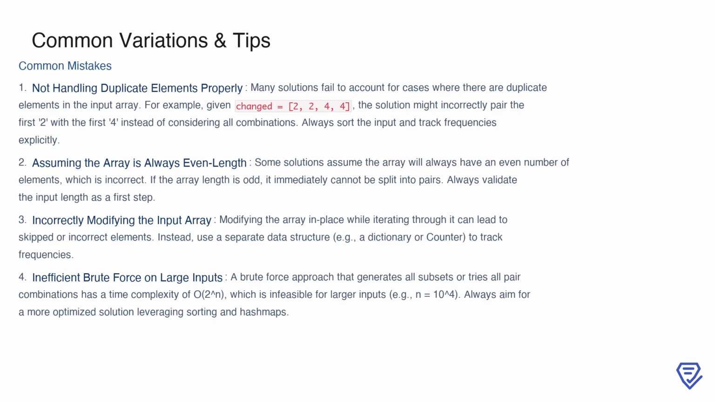Lastly, be cautious with brute force solutions. Generating all subsets or trying all pair combinations can result in an exponential time complexity, which becomes impractical for large inputs. Optimizing with sorting and hash maps is key to handling this efficiently.